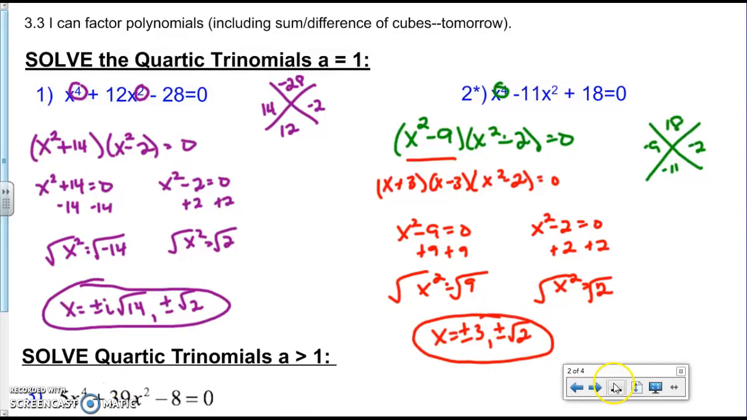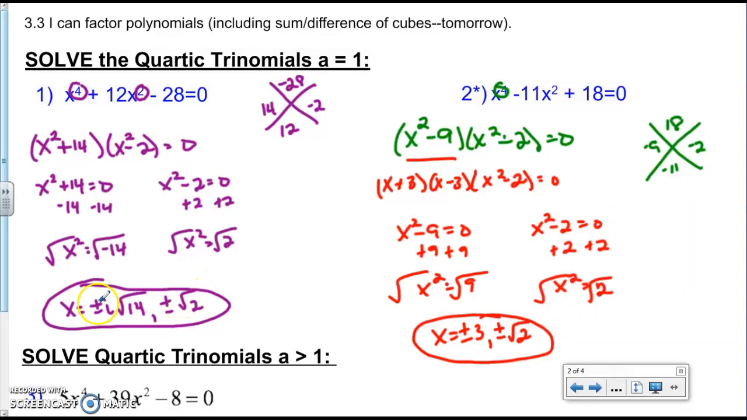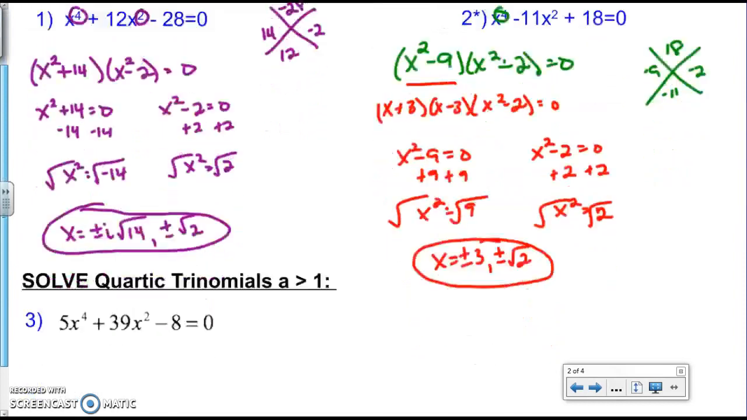So notice for both of these problems, because of my plus or minus signs, I actually have positive and a negative answer there, so that's 2 answers. And a positive and negative answer there, that's 2 more answers. If I have x to the fourth power, I should have 4 total solutions. And so notice for both of those, with those plus and minus signs, I do have 4 solutions.